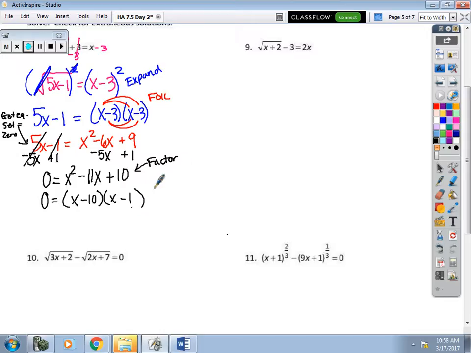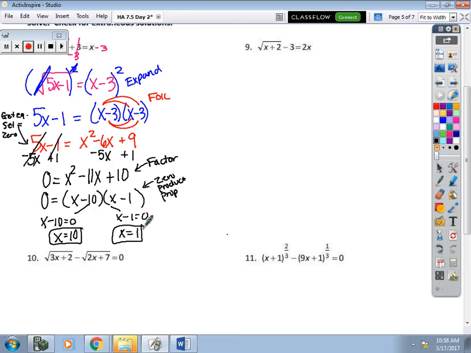Then we use our zero product property to get the 2 answers, setting each one equal to 0, and using inverse to solve. So adding 10 to both sides, we'll get 10. It's 1 answer. And adding 1 to both sides, we'll get 1.